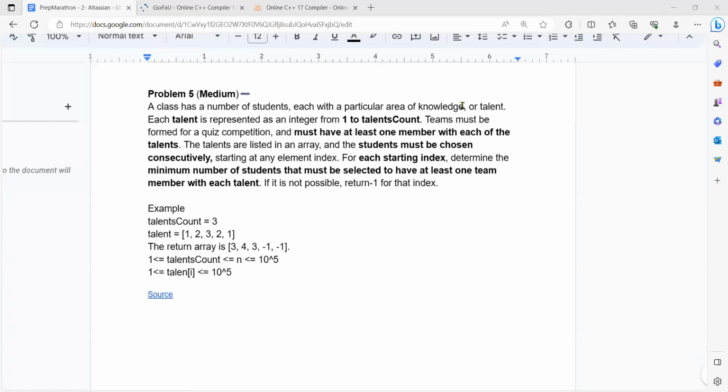Okay, let me help you out with this. So this is a very wonderful problem. So logic, I'll talk about the logic. What I'm saying is you are given an array.